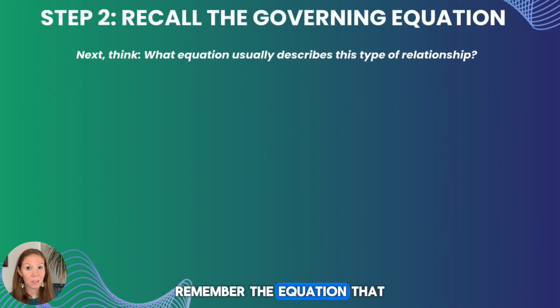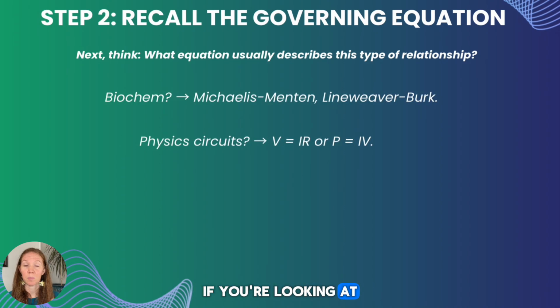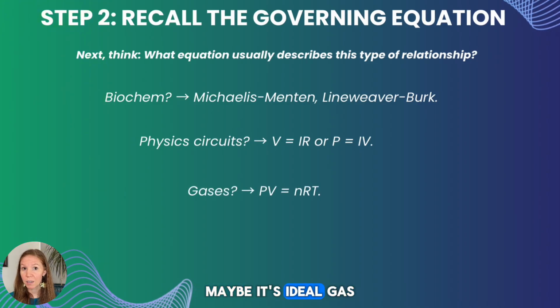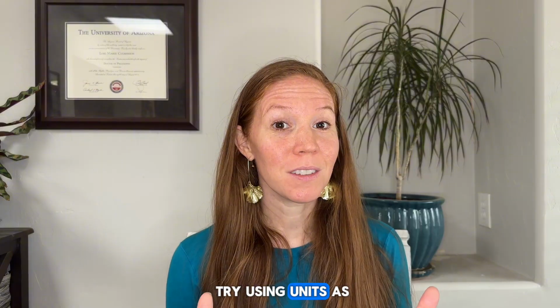Remember the equation that connects the variables. Ask yourself, what equation usually describes this type of relationship? For example, in this case, you might think in Gen Chem, the rate laws. If you're looking at pressures and volumes, maybe it's ideal gas law. Even if the equation is not actually written in the passage, the MCAT still expects you to be able to recognize the relationship. You can try using units as your clues.